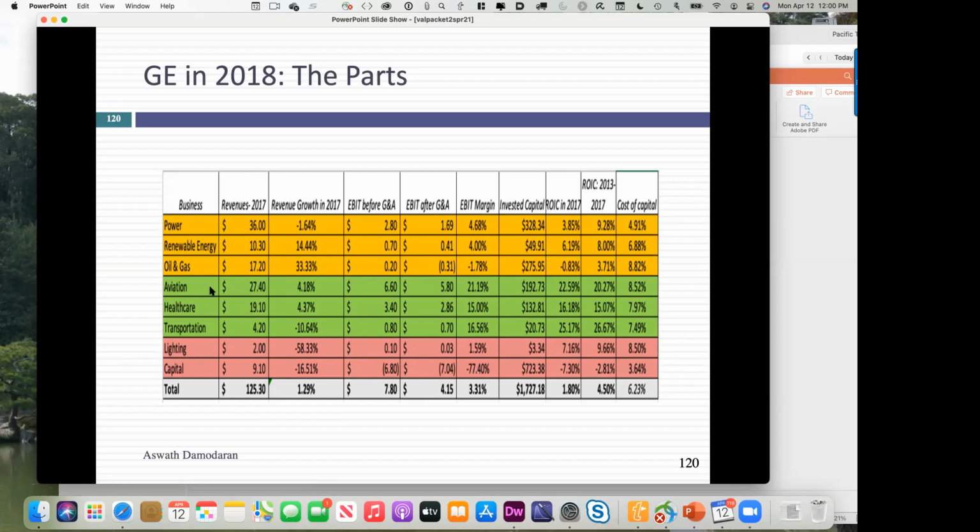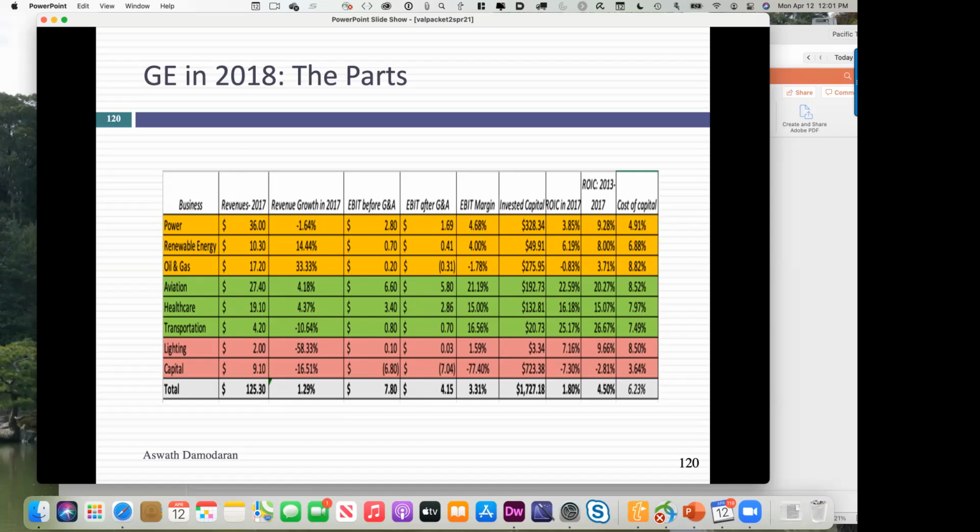You're saying, why are some yellow, some green, and some red? It's just my judgment call, because the green businesses are their good businesses. Their aviation, healthcare, and transportation are good businesses because they're earning solid returns on capital, well above the cost of capital. The yellow businesses are kind of neutral businesses, power, renewable energy, oil and gas. They're earning roughly their cost of capital. The red are their 2 bad businesses, lighting and capital.